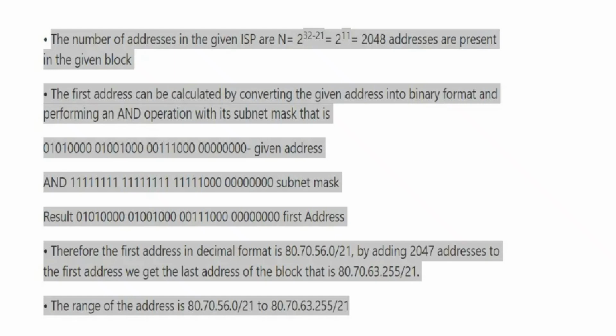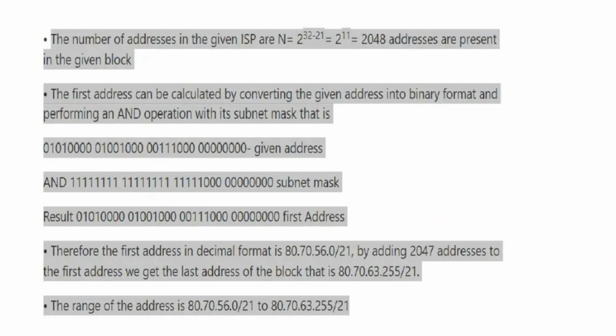Then next you have to make the subnet mask. With the given address, you perform the AND operation, and the subnet mask has the left 21 bits as 1 and the rightmost 11 bits as zeros. This is your subnet mask. Now you perform the AND operation between the given address and the subnet mask. So you will get your first address.